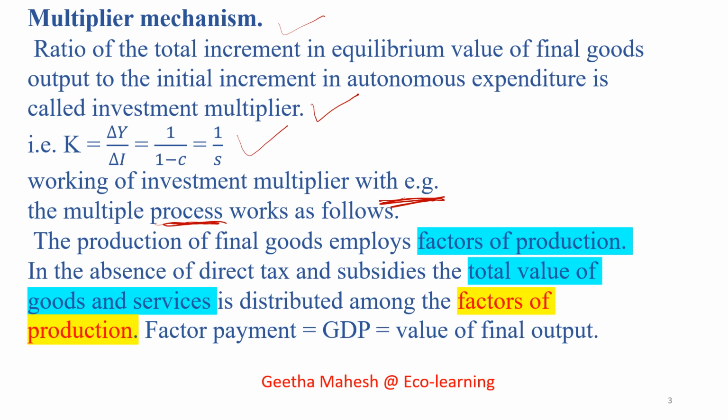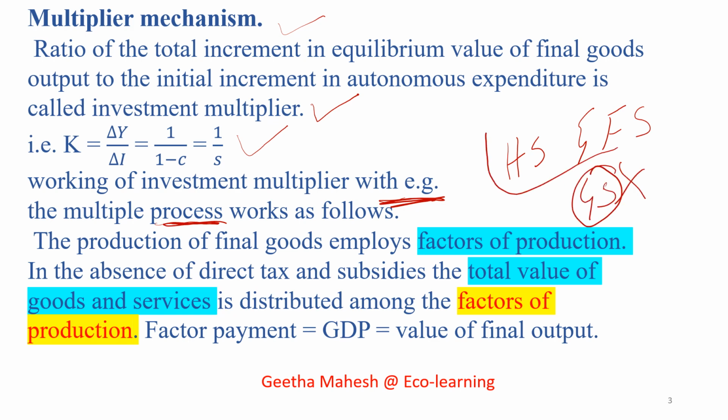See, when we are talking about a two sector economy, household sector and firm sector, there is no government sector. Only two sectors we have considered here. When you have taken a two sector economy, there is the absence of direct taxes as well as subsidies.